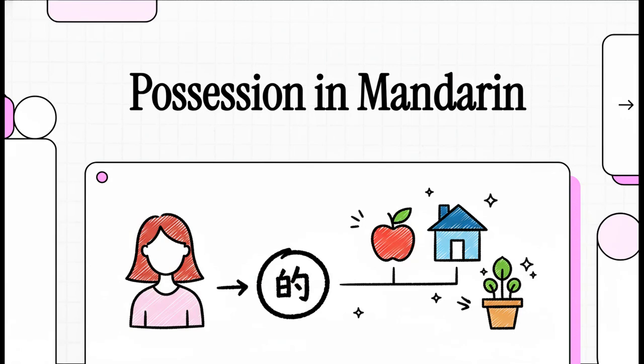All right, let's unlock one of the most useful and honestly one of the easiest parts of Mandarin Chinese, how to talk about ownership. Saying something is yours or mine or theirs. And the best part? It's way, way simpler than you might think.